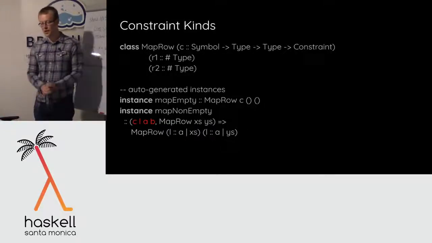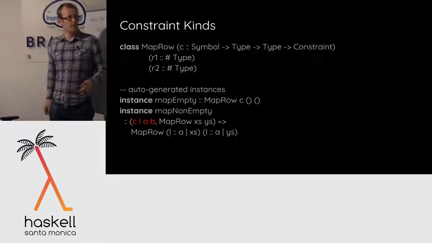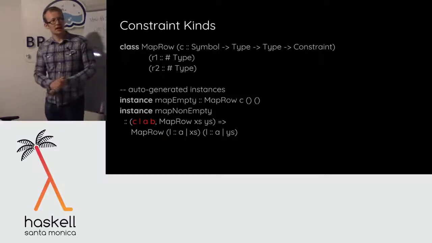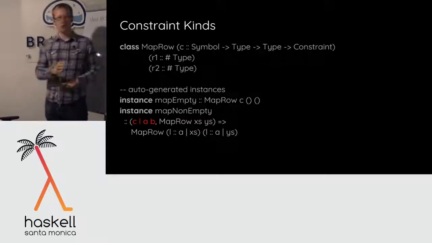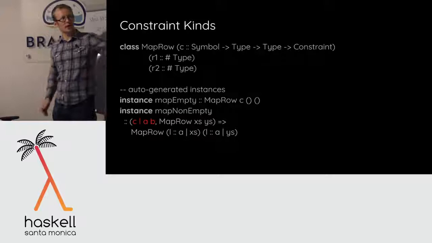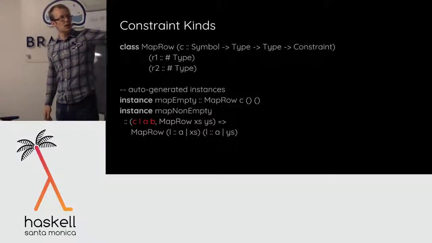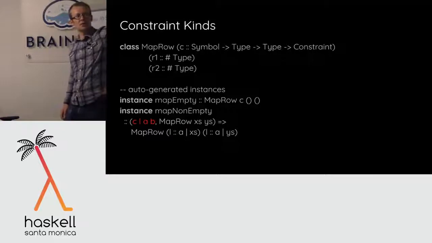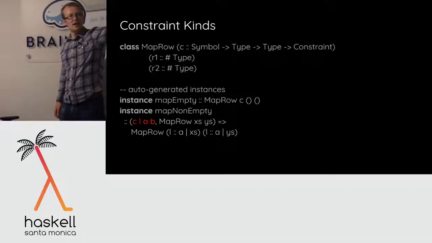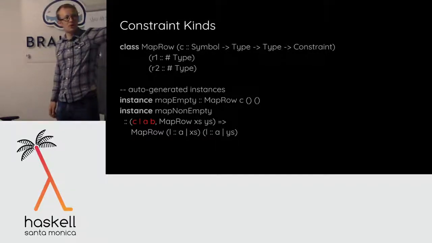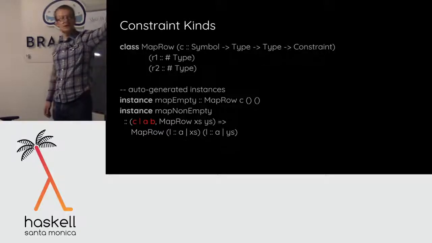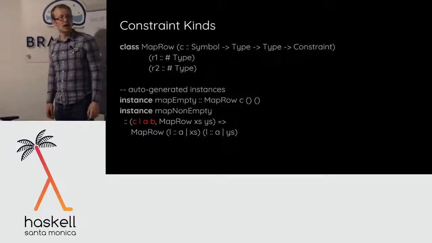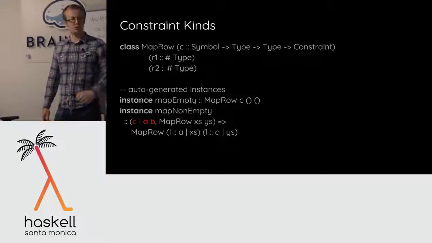And then the other one is constraint kinds, right? Just like we said with higher kinded types that we could abstract over type constructors, constraint kinds lets me abstract over constraint constructors, right? So if I want to write a map function on rows, you give me an input row and an output row and a function that maps types to types via a constraint. Then I can map that function over the rows, right?